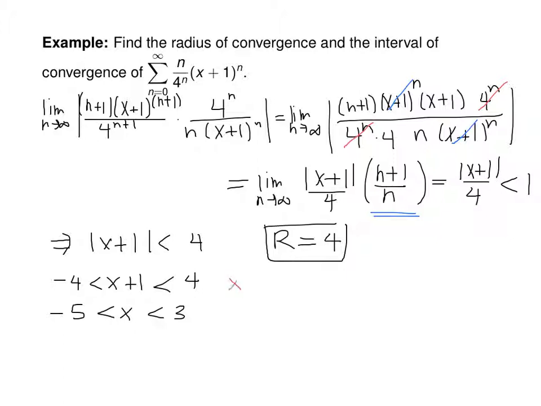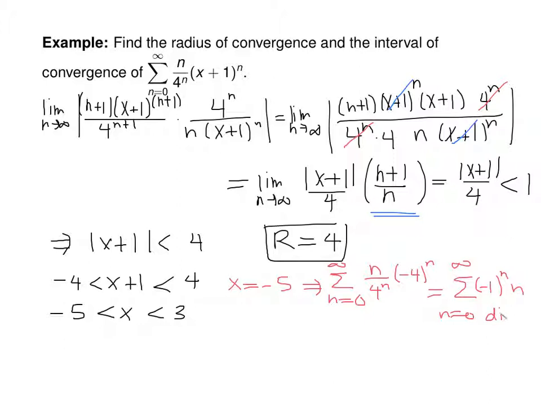So with x equals negative 5, I get the sum from n equals 0 to infinity of n over 4 to the n multiplied by negative 4 to the n. Now that's the same thing as the sum from n equals 0 to infinity of negative 1 to the n times n, which is definitely going to diverge by the test for divergence.